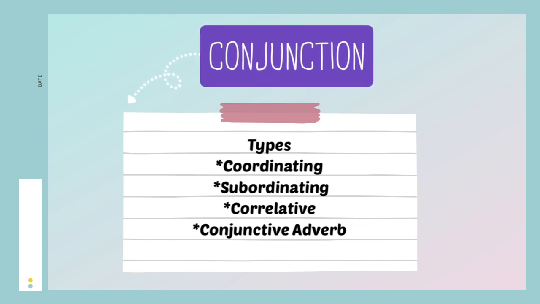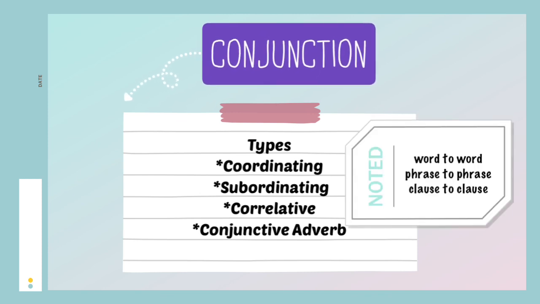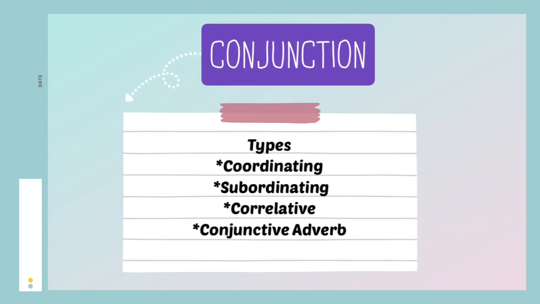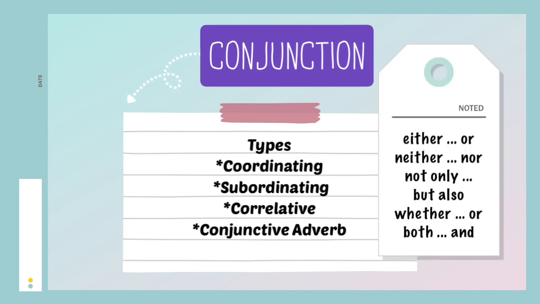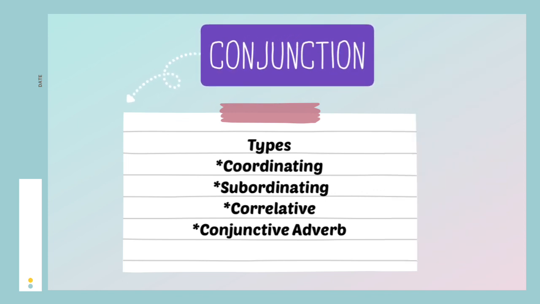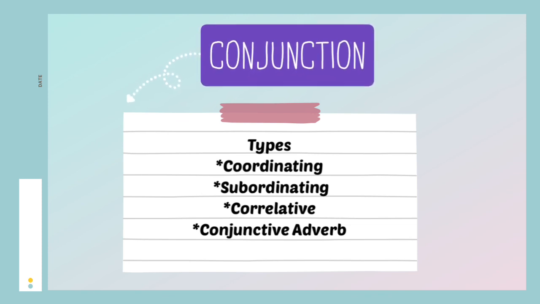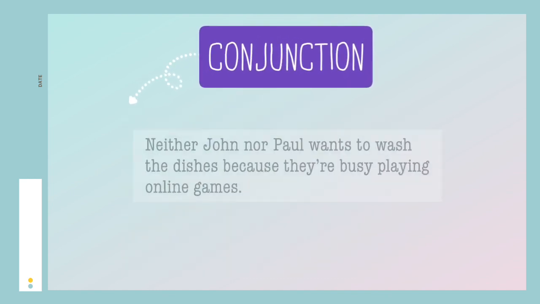We also have correlative conjunctions, which function just like coordinating conjunctions that connect ideas with equal grammatical rank. But they come in pair. Example: either or, neither nor, not only but also, whether or, and so on and so forth. Conjunctive adverb is just like subordinating conjunction, but it modifies the verb in the main clause. That's why it's called conjunctive adverb. It is a special type of conjunction.